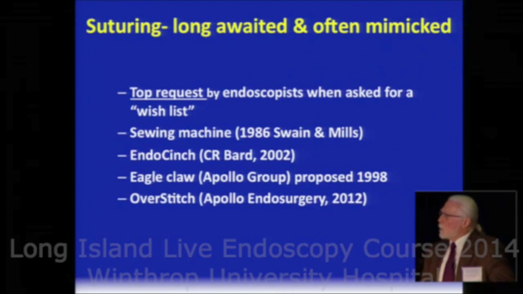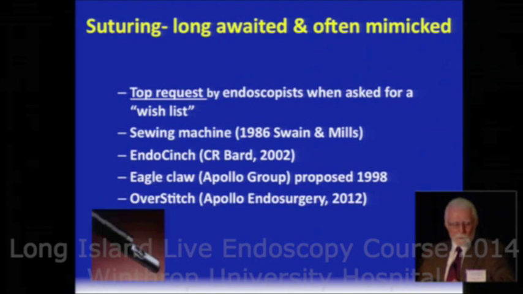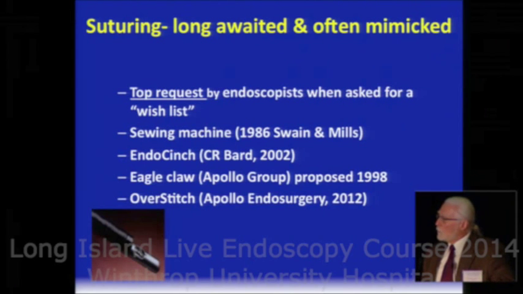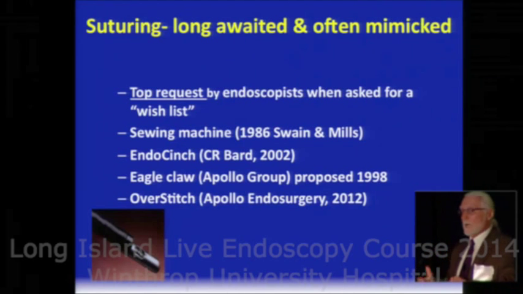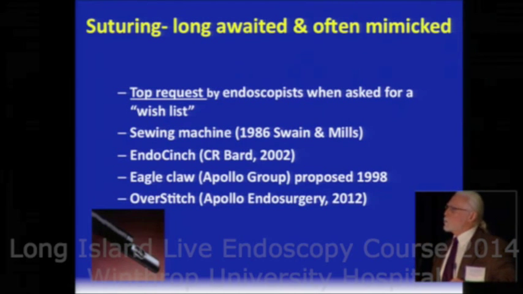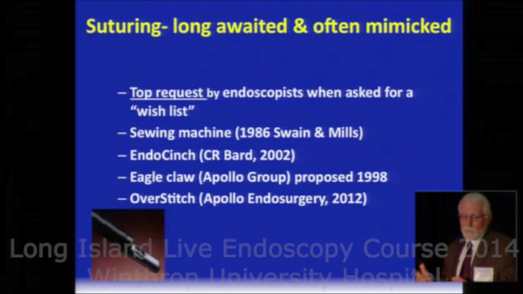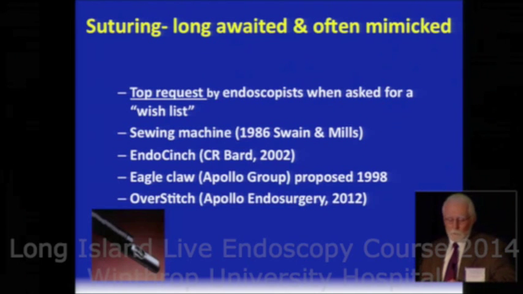It was first reported as a potential option by Paul Swain in 1986 at DDW, where he described a sewing machine. That evolved into the Endocinch device. It was a bulky, cumbersome device, but it actually initiated suturing within the gut lumen. So it's not around now, but it really opened up the door.